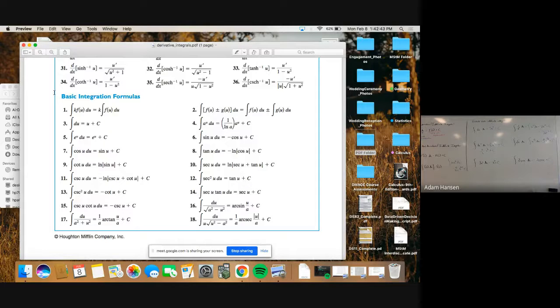We've done line numbers 6 and 7. The antiderivative of sine x dx is negative cosine x plus c. Line number 7, the antiderivative of cosine x is sine x plus c. Well, why would that make sense? What's the derivative of sine? So the antiderivative of cosine has to be sine. What's the derivative of cosine? Negative sine. So the antiderivative of sine would be negative cosine. What's the antiderivative of sine? Negative cosine. We just put the 2 out front.